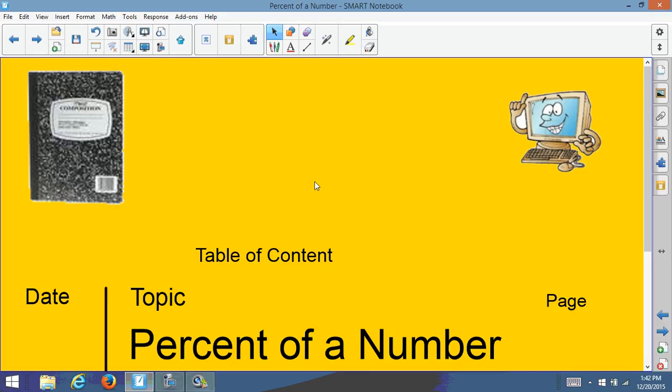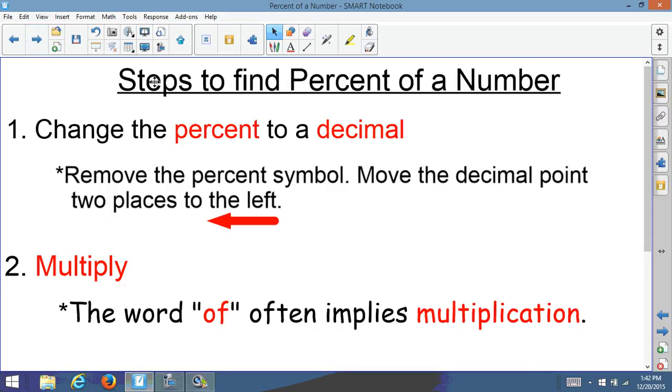We are now talking about percent of a number. So let's look at the steps to find the percent of a number. Step 1, change the percent to a decimal. And how do we do that? We remove the percent symbol first, and then we move the decimal point 2 places to the left. Step 2, multiply. So we're going to multiply our decimal by the other number.